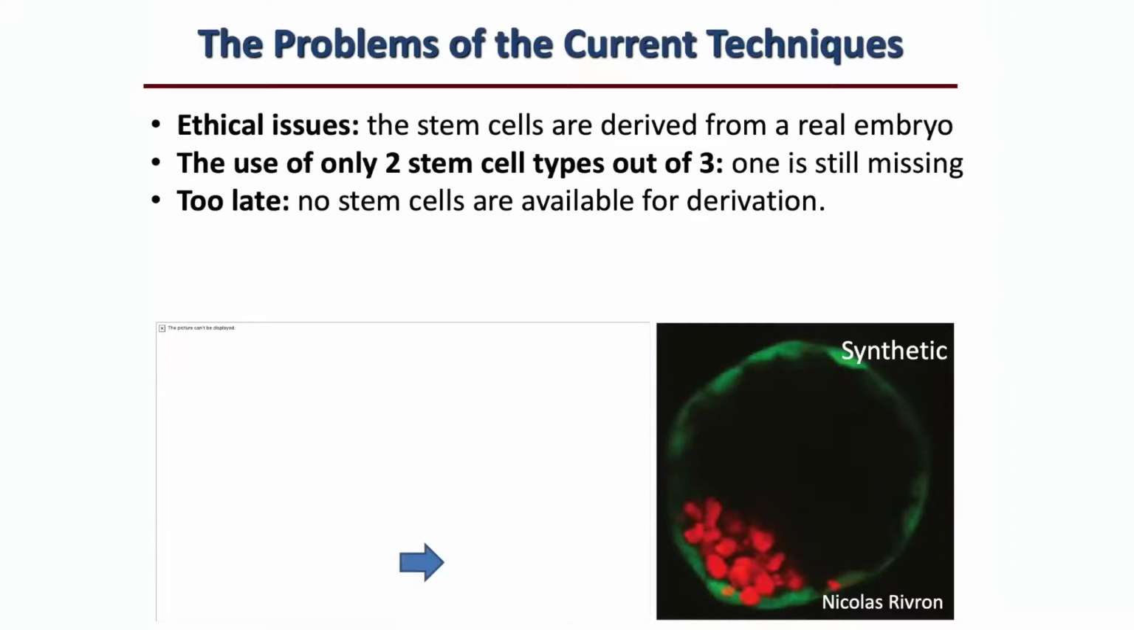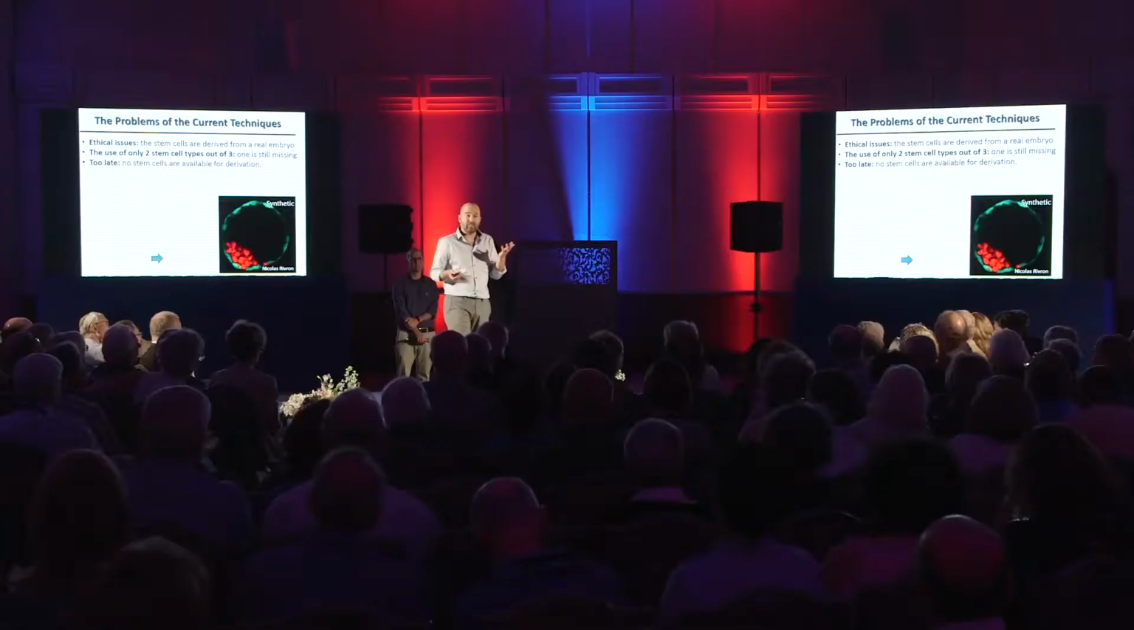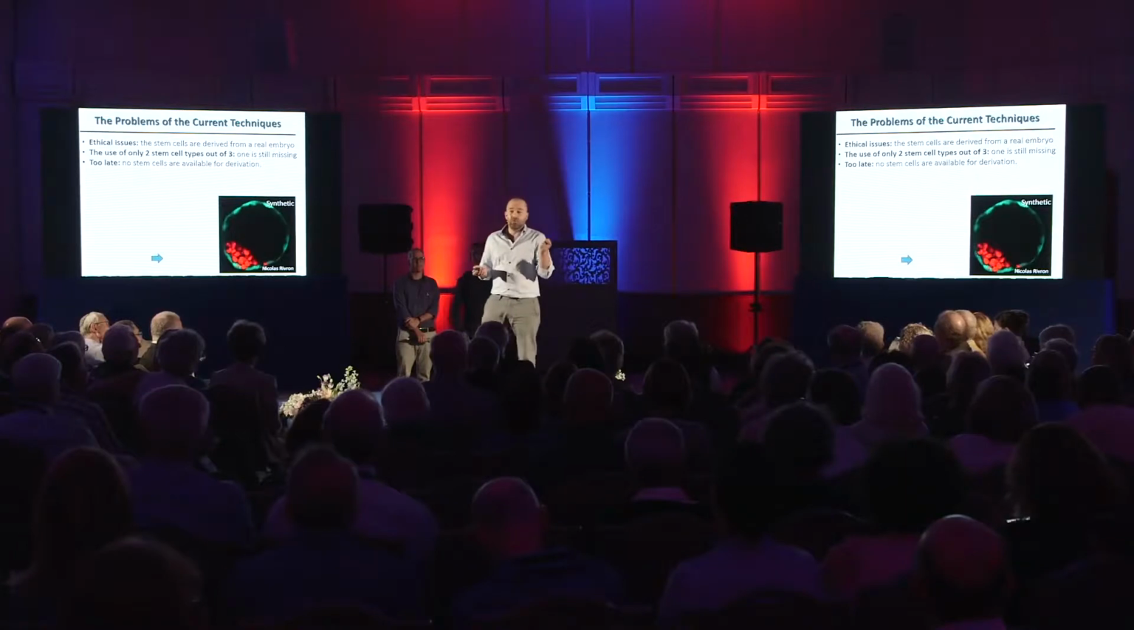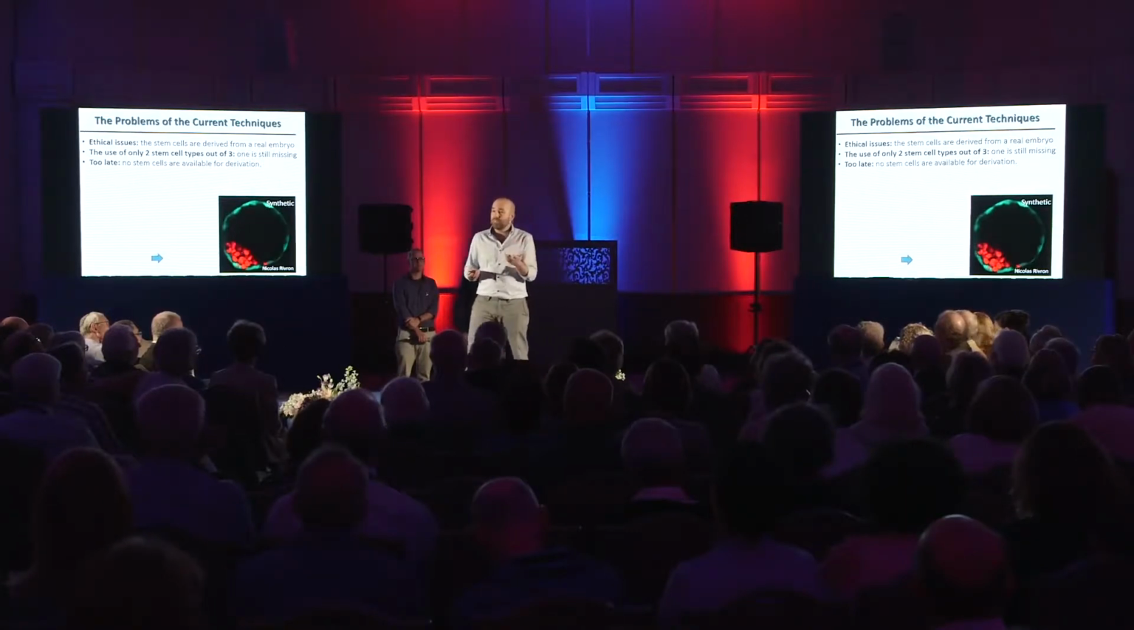However, there are few limitations for this technique. One limitation is ethical issues. In order to build this synthetic embryo, you first need to kill an embryo to isolate its stem cells. Another limitation is that these scientists used only 2 stem cell types. They are still missing the cell type that generates the yolk sac.